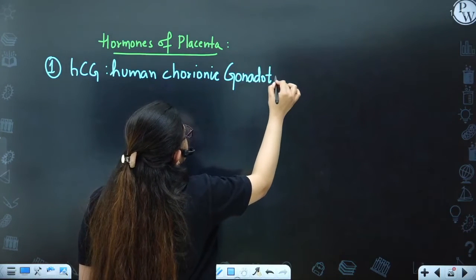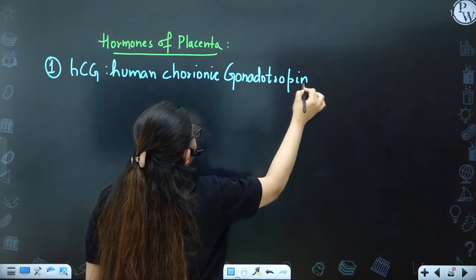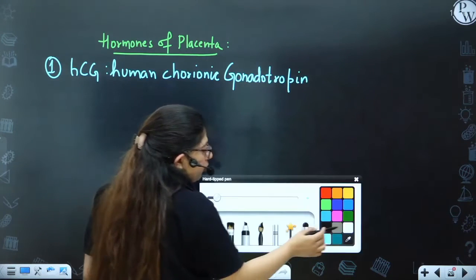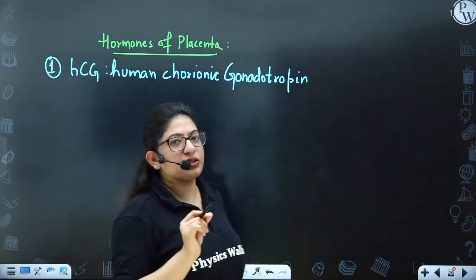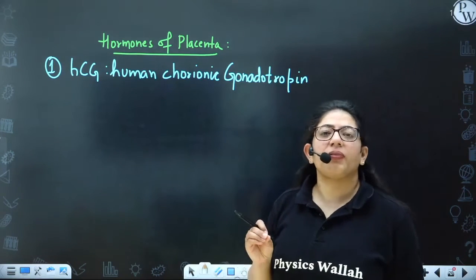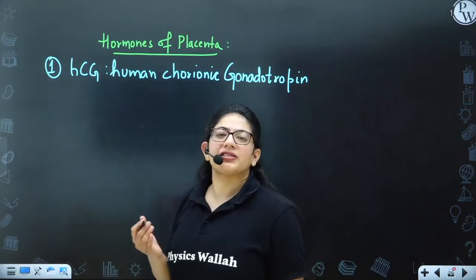Gonadotropin. What does it mean? What are gonadotropins, LH and FSH? Because this hormone works exactly like LH, this is how you call it a gonadotropin. So it is secreted by the placenta and it maintains the corpus luteum.